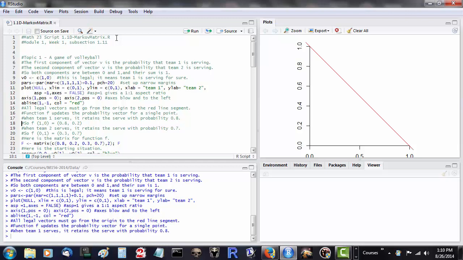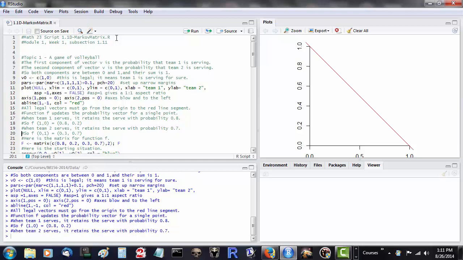We have a function, little f, that updates our probability vector. Basically, it takes the probability vector before a point is played and converts it into the appropriate probability vector for after a point is played. If before the point team 1 is sure to be serving, then, assuming that team 1 has an 80% chance of winning the point and retaining the serve, the probabilities after that point are 0.8 for team 1 on serve, 0.2 for team 2 on serve.